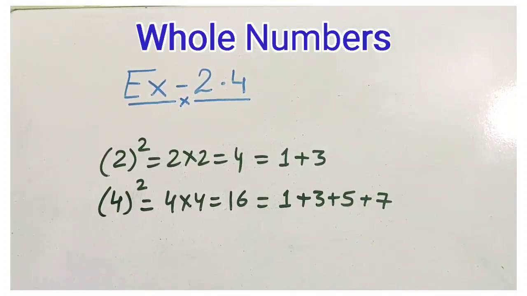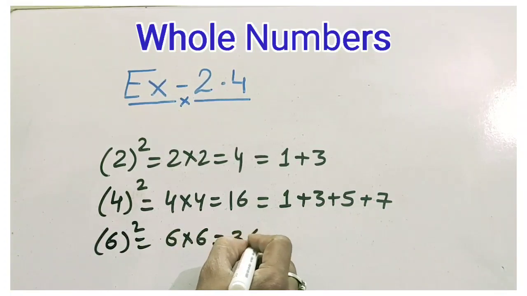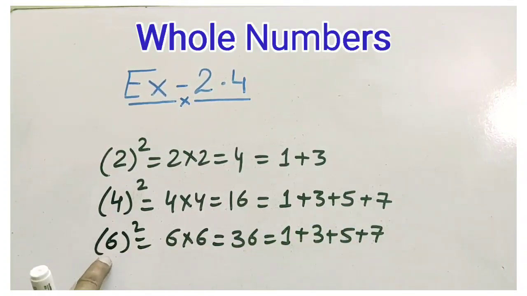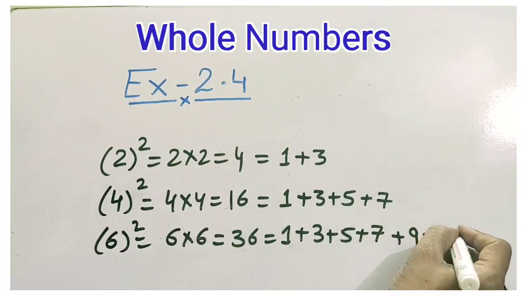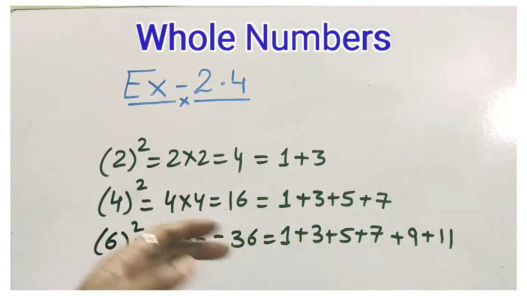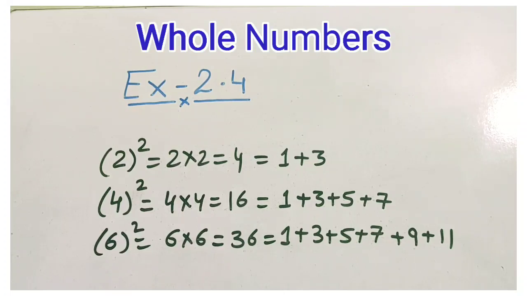Even the square of an even number is equal to a sum of odd numbers. Got it? Let's take another example. 6 square, 6 multiplied by 6, is 36. It will be the sum of 1 plus 3 plus 5 plus 7, 6 times: 9, 11. Okay? Just add: 11 plus 9, 20, 27, 32, 35, 36. The square of 6 is 36. And we have represented the square of any number as a sum of odd numbers. Got it? Excellent. Excellent बच्चों, very good.